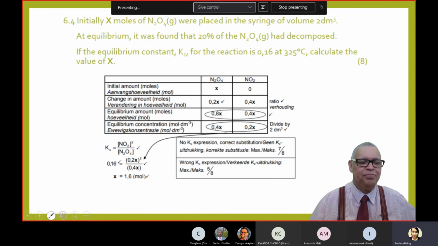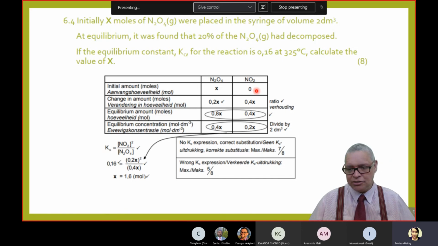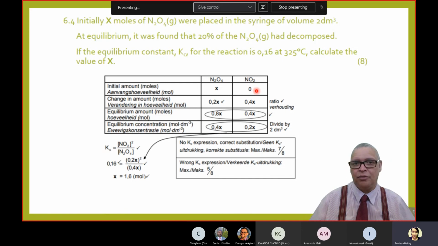If you notice on the monitor, there we have our RICE table. We have our two compounds. There's our dinitrogen tetraoxide. And there we have our nitrogen dioxide. We have our initial number of moles. We are told that there's X moles initially. We don't know what that is. We must find that. And we know that at the start of every reaction, there's no product that's formed. So therefore, we give that a 0. Then we have the change in moles, we have the equilibrium number of moles, we have the equilibrium concentration, and so the story goes.